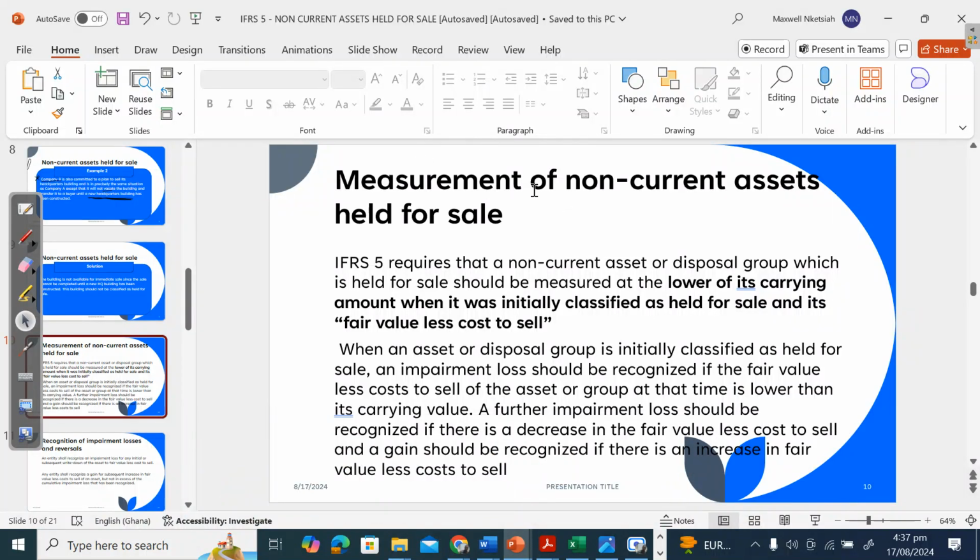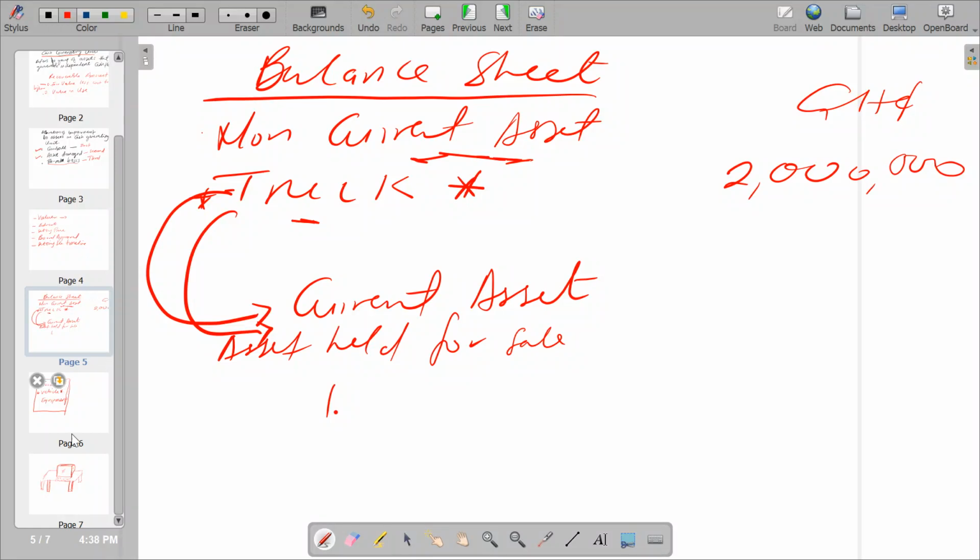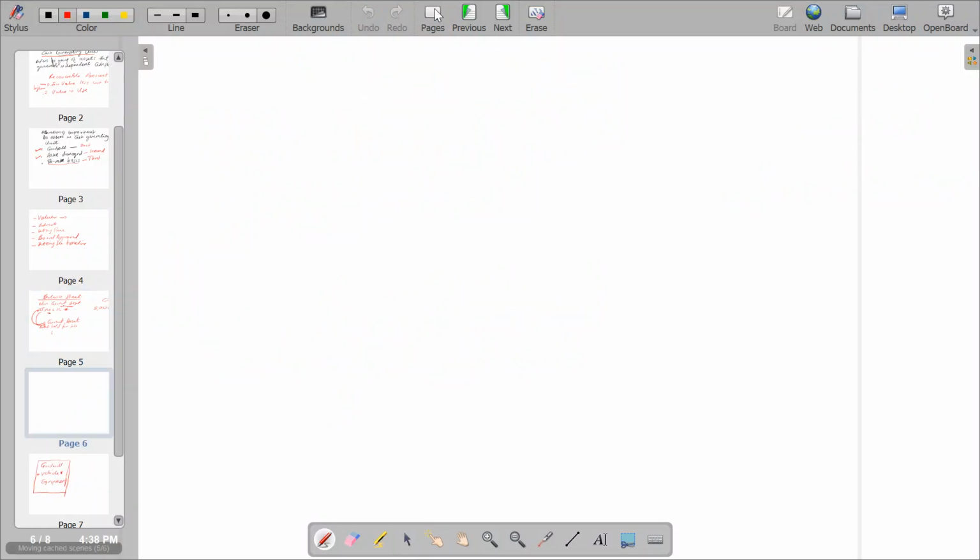Okay, so that's measurement of non-current assets held for sale. Okay, so when we have decided to sell an asset, what should be the value? How do we determine the value of assets held for sale? Okay, so there are two things we need to look out for here. So every asset has a carrying amount. Okay, right? The carrying amount is, let's say, the book value. Okay, so every asset has a carrying amount. So we have our truck, we want to sell it.